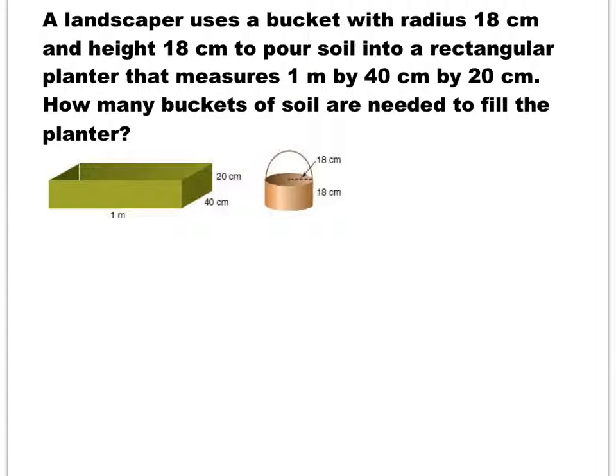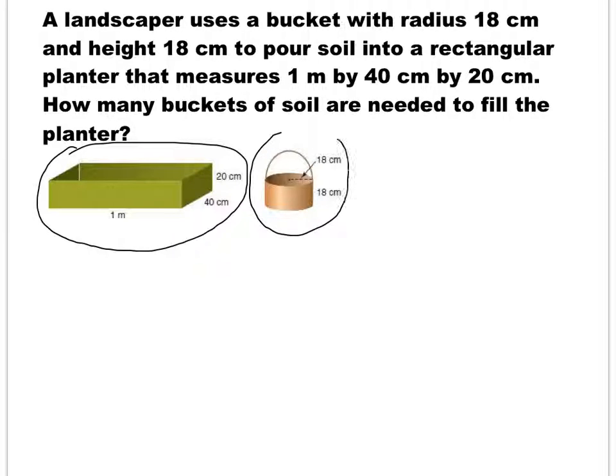In the next example, we have another landscaper who wants to fill a box, which is a rectangular prism like this one, with soil. Now, to pour soil inside the box, he uses a bucket which looks like this one, which is a cylinder. The height is 18 centimeters and the radius is 18 centimeters. The question is: how many times does he have to fill the bucket until the box is full?